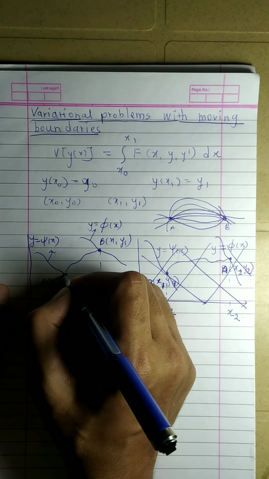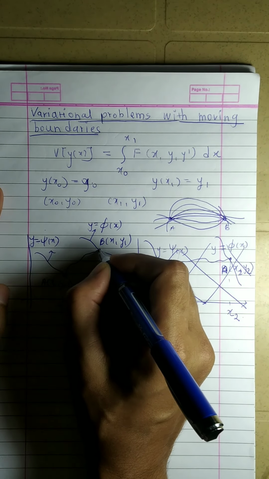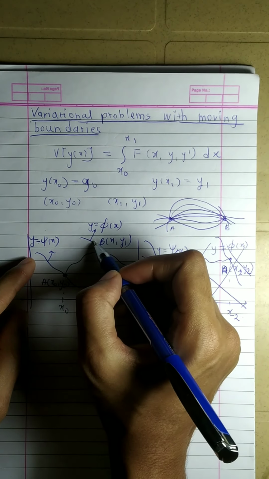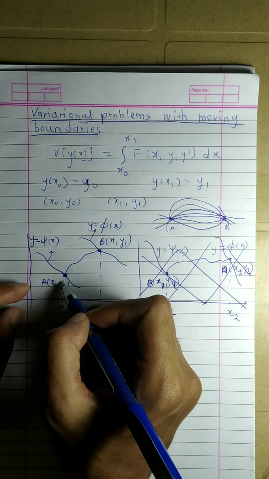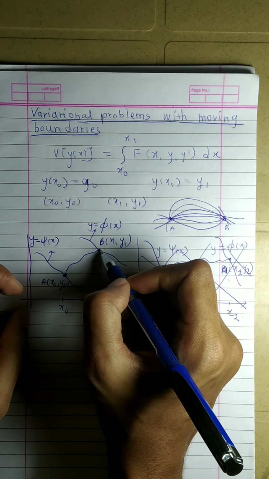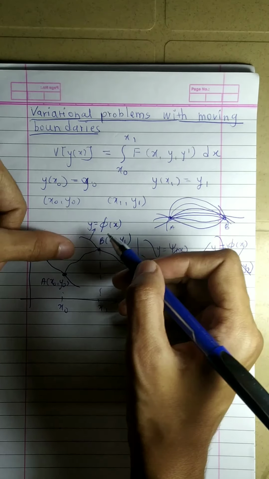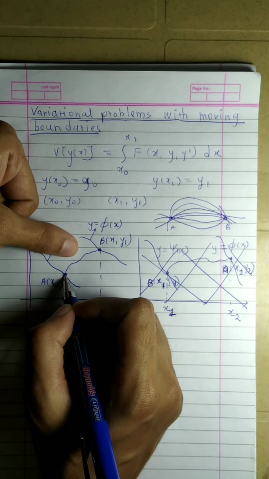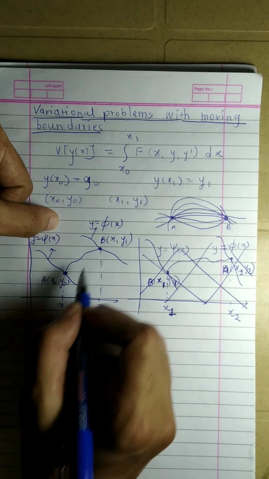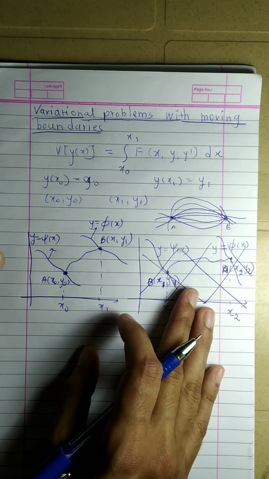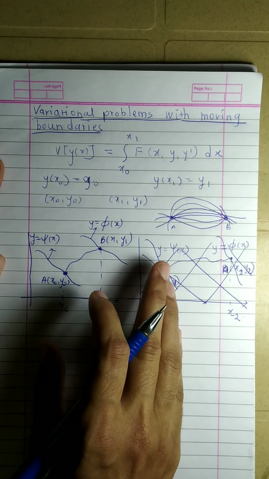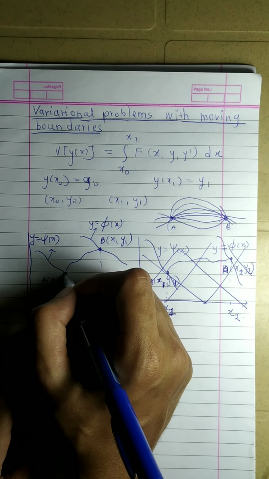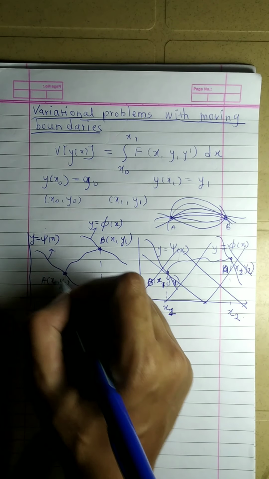I have drawn one example of a curve here with its boundary points on the curves xi of x and phi of x respectively. So the endpoint A is on xi and endpoint B is on phi of x. The main thing to notice here is the points are allowed to move only on these two respective curves. Suppose this point is allowed to move on this curve and this point is allowed to move on this curve.